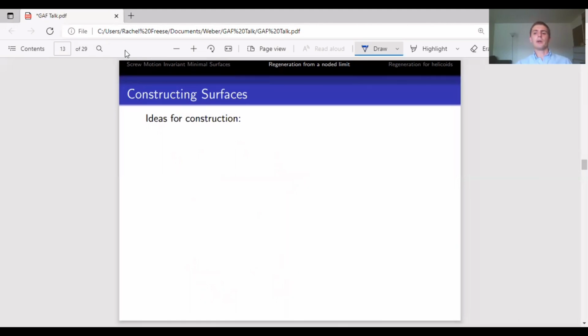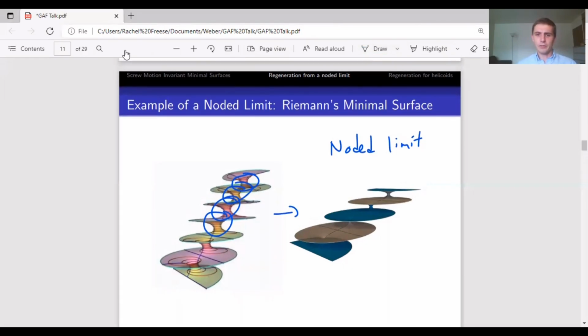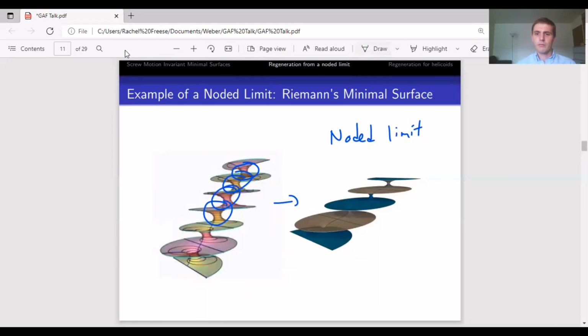All right, so here's the idea for getting minimal surfaces from regenerating. Let me first give you an idea of maybe what Freese was wanting to do. He wanted to see if you could get surfaces like Riemann's minimal surface, but with more catenoidal necks, right? So maybe if you could throw in another catenoidal neck here, something like that. Could you have that type of surface with more catenoidal necks?